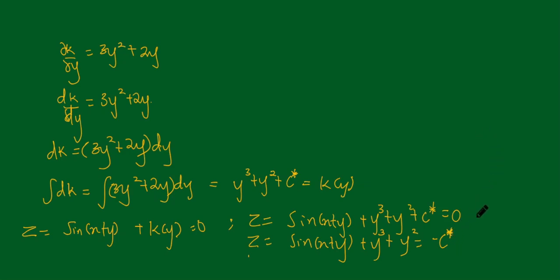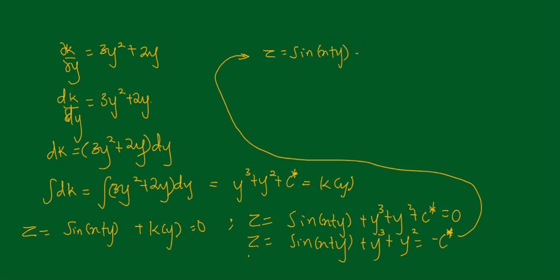So let's bring our result back here. So we have sin(x + y) plus y cubed plus y squared, which is equal to minus c asterisk. So if we allow minus c asterisk to be equal to c, we can write this as sin(x + y) plus y cubed plus y squared equal to c. So this gives the solution of the exact differential equation just as we obtained in the other method.